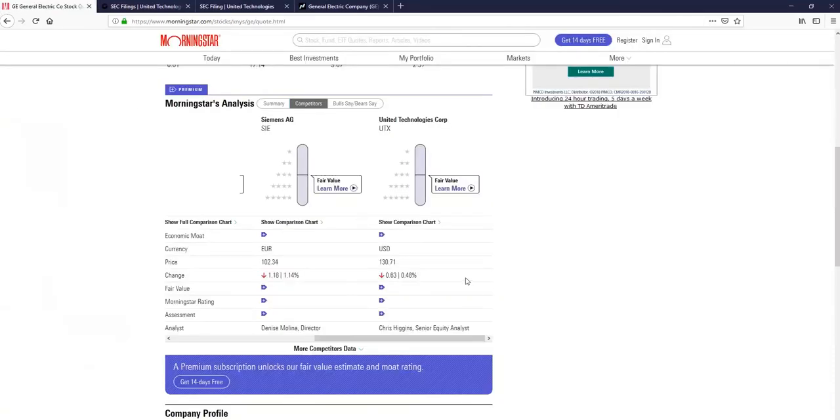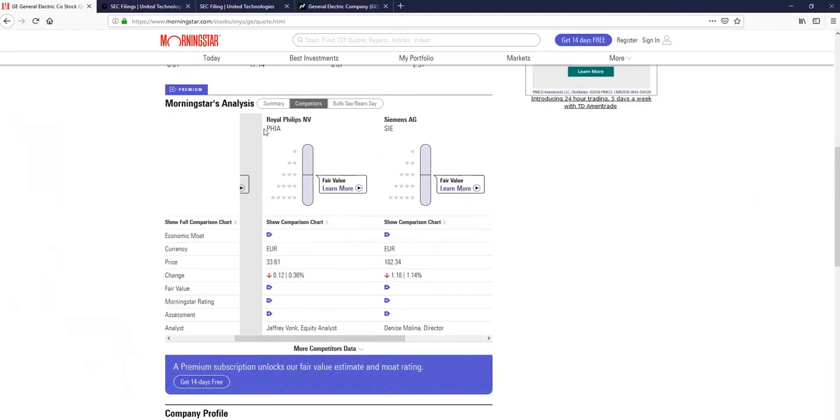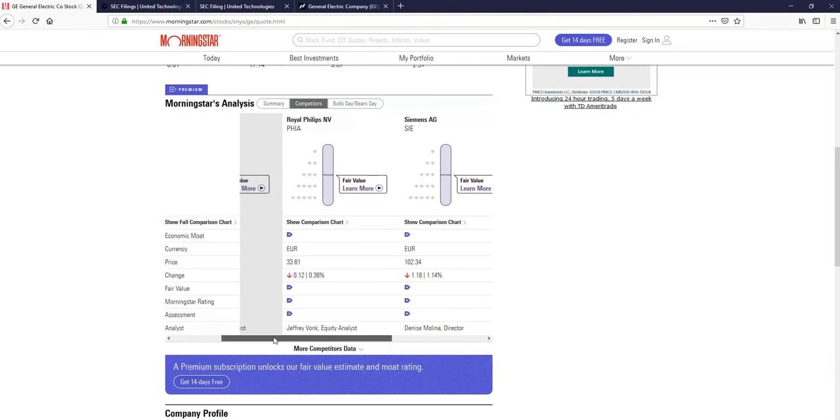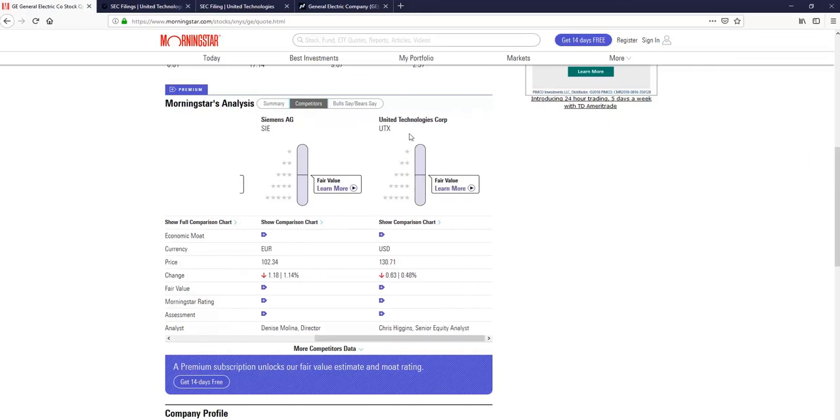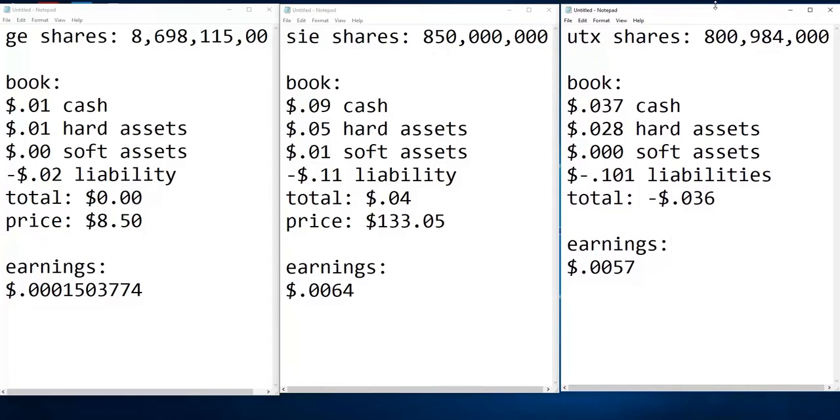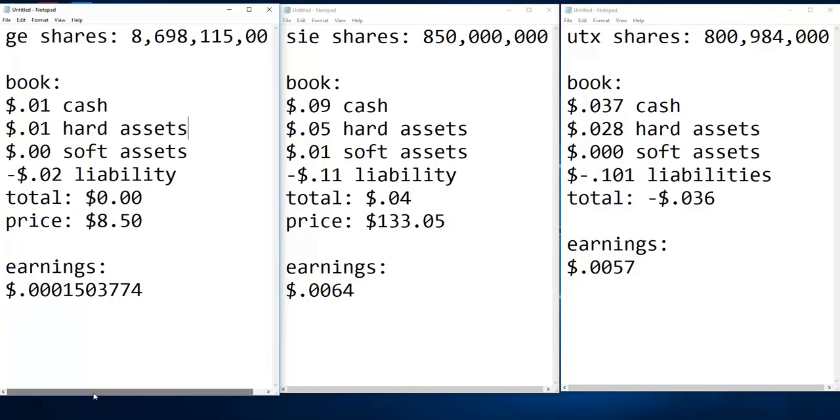Now, I grabbed the competitors list from Morningstar, which they're pretty good at figuring that kind of stuff out and categorizing companies. The only company I was not able to get really any information on is this Royal Philips, just because it is a foreign company. Siemens was a little difficult to get, but I did get that one, and then I got UTX, United Technologies. So we see GE shares are far above what their competitors' shares are. 8 billion shares, which is exactly why the numbers are so low, right?